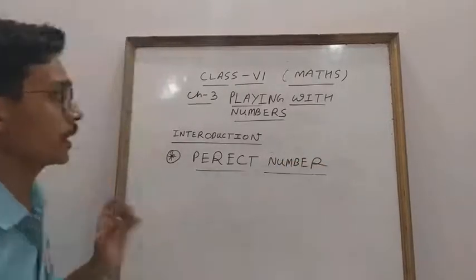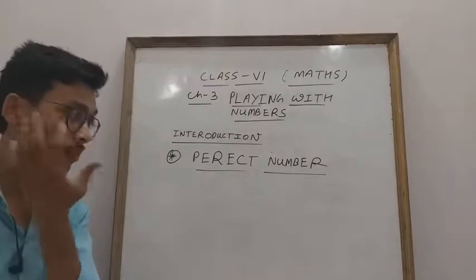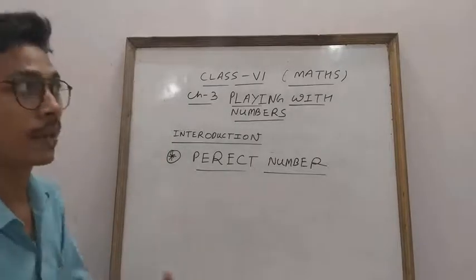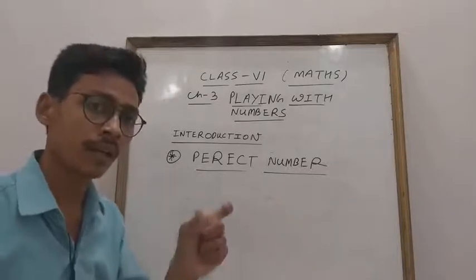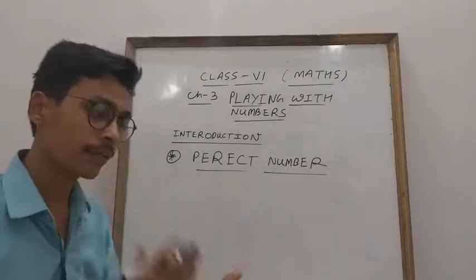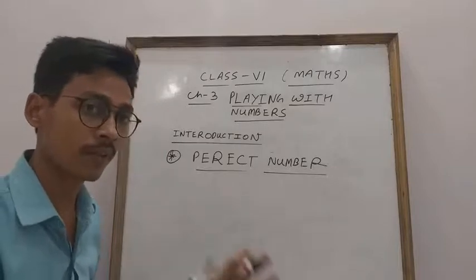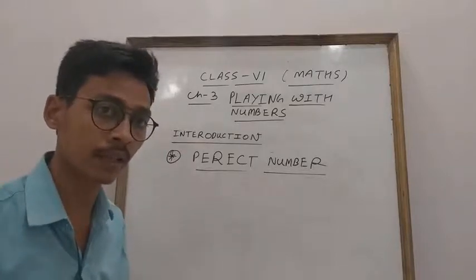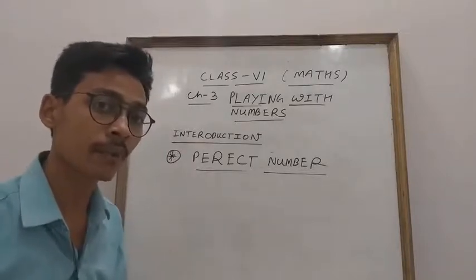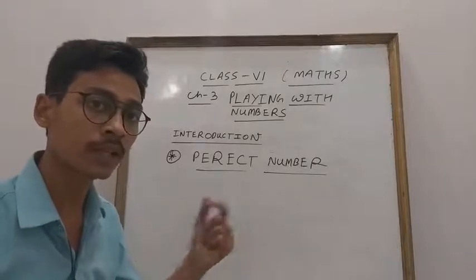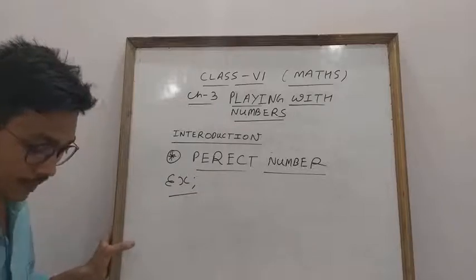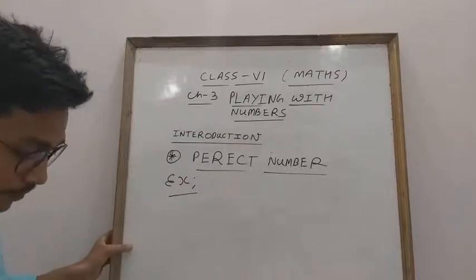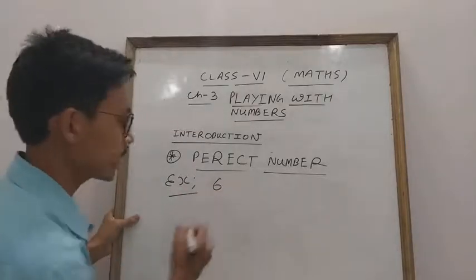See student, I will explain with the help of an example, but first I am going to take the definition. A perfect number, student: let us assume any number. The number having some factors. If the sum of the factors of the number is twice that number, then we can say the number is a perfect number. Now how will we distinguish? Like the example given in the book, let us take 6.